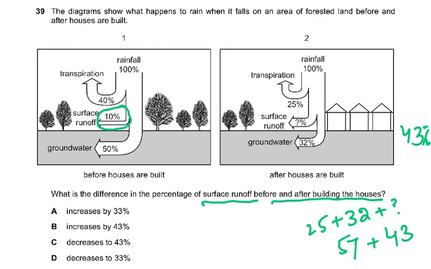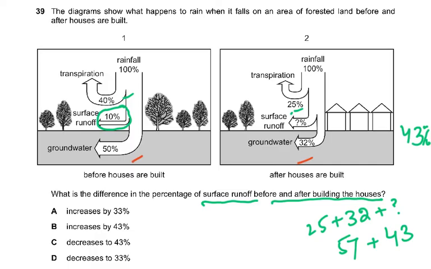The diagram shows what happens to rain when it falls on an area of forested land before and after houses are built. Now they're giving you figures: rainfall 100%, transpiration is 40% before and 25% after. The runoff is 10% before, and after it is a question mark. Groundwater is 50% before, and 32% after.